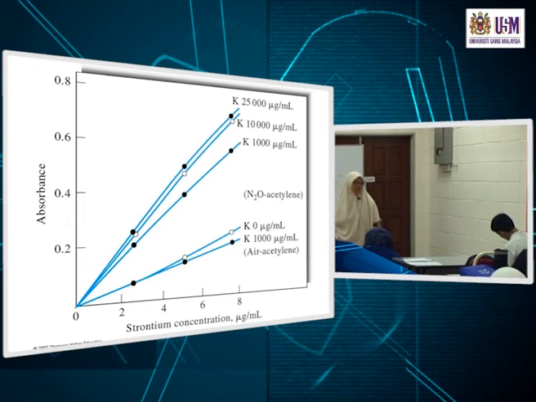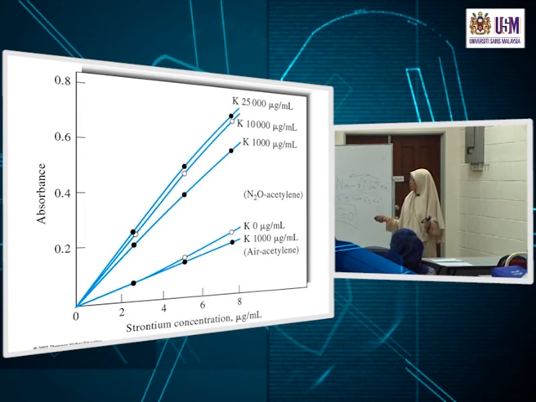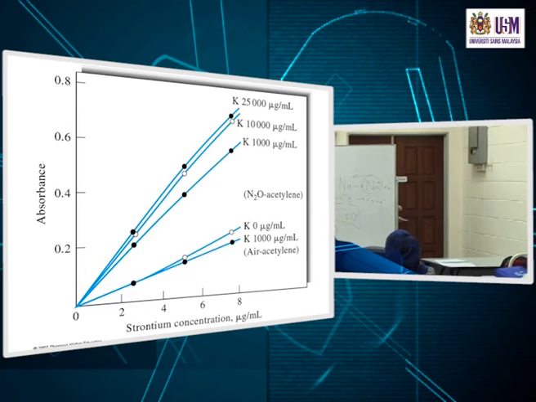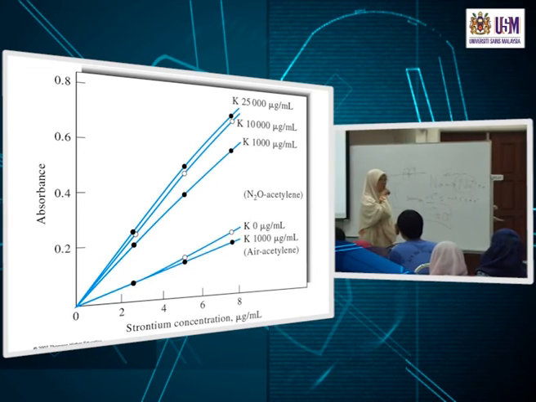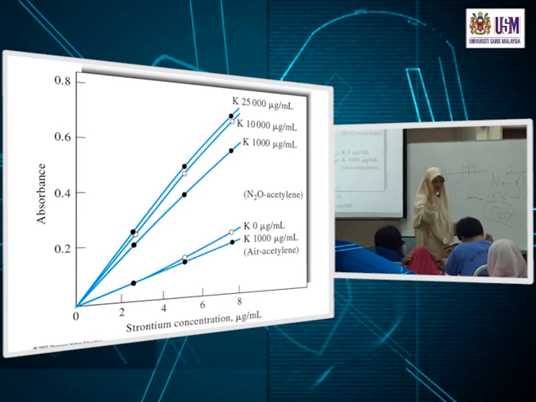Number one, what do you learn from these plots given? Air acetylene, nitrous oxide acetylene, which is a higher temperature flame? It's not given here, but from your knowledge of what we have done, which one is it? Do you remember? Nitrous oxide acetylene is hotter.